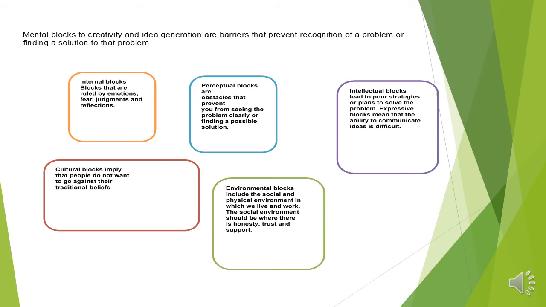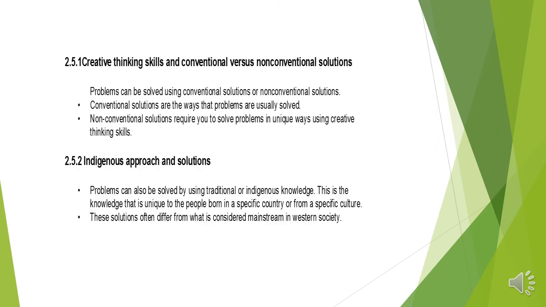Then we have the cultural blocks that imply that people do not want to go against their traditional beliefs. Then environmental blocks include the social and physical environment in which we live and work. The social environment should be where there is honesty, trust, and support. Those are the examples or types of mental blocks.